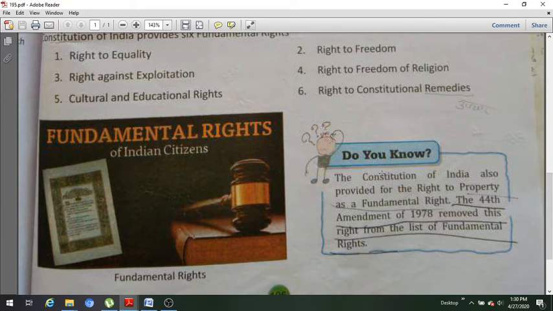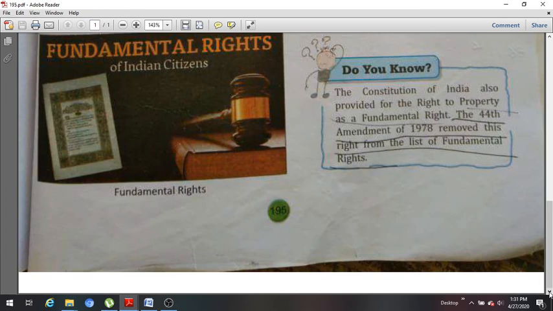One important thing here is that the Constitution of India also provided for the right to property as a fundamental right. Means when the Constitution was implemented, there were 7 fundamental rights, and the right to property was a fundamental right. In the later period, that is in 1978, by the 44th Amendment Act of 1978, this right was eliminated from the list of fundamental rights, and it became a legal right under the Indian Constitution. So that's all about the basic ideas about the fundamental rights.